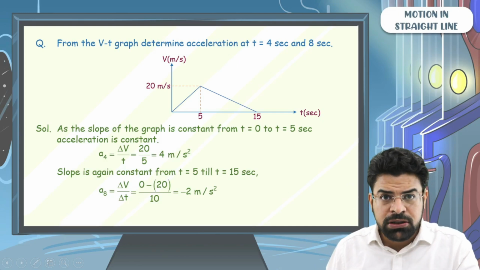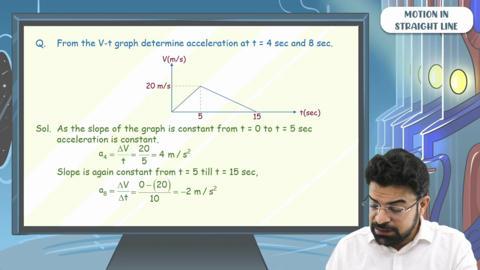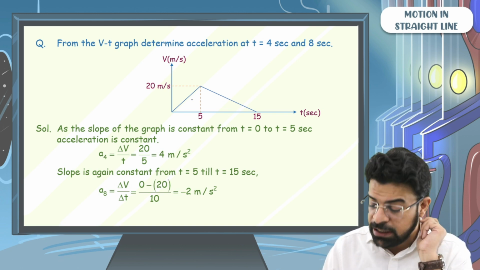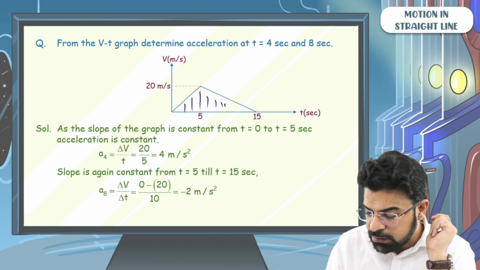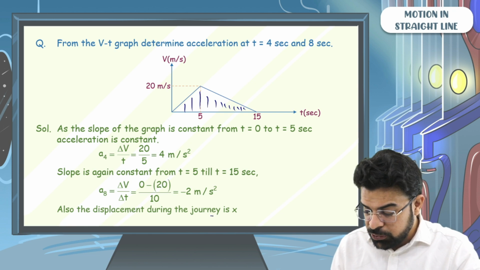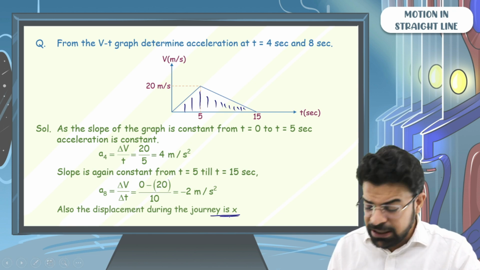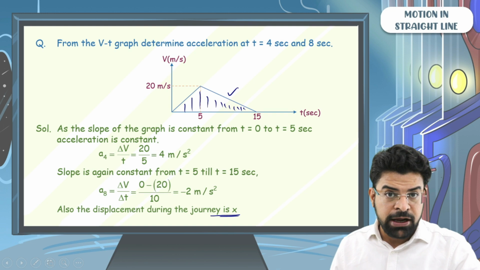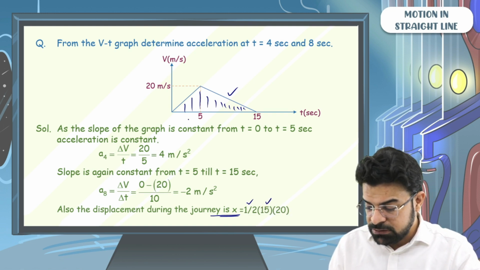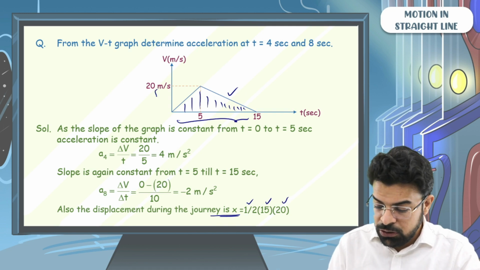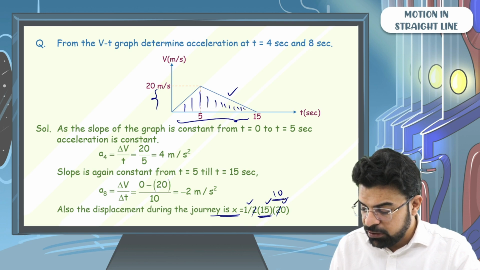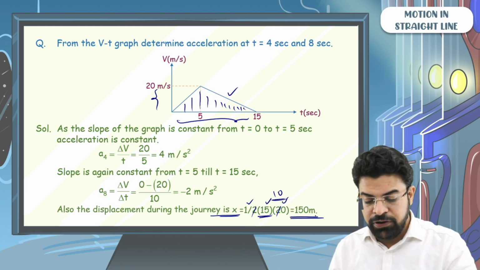In this question, if they ask you what is the displacement of the particle, how to find displacement from the velocity time graph? The area under the velocity time graph gives us displacement. So the displacement during the journey x will be nothing but the area of this triangle, and the area of this triangle will be half into base 15 into height 20. So when you solve it out, you get here a 10. So 15 into 10, that comes out to be 150 meter, right?